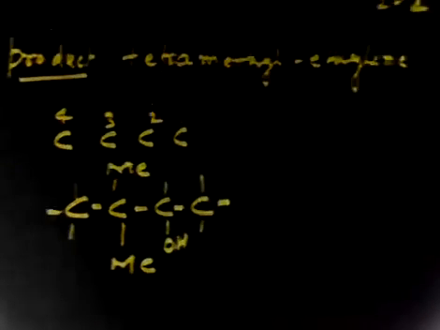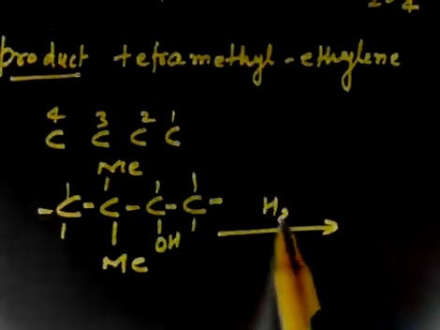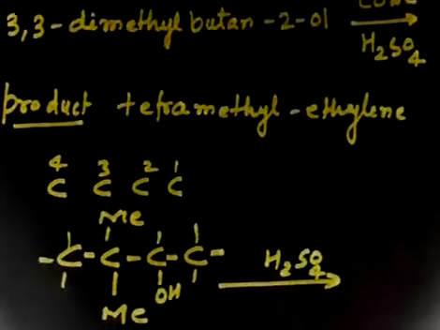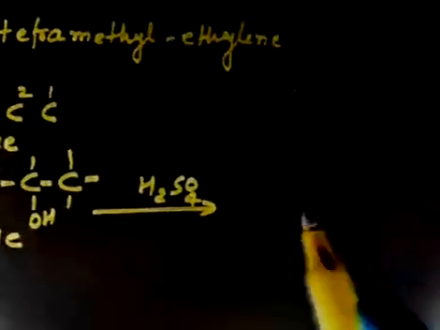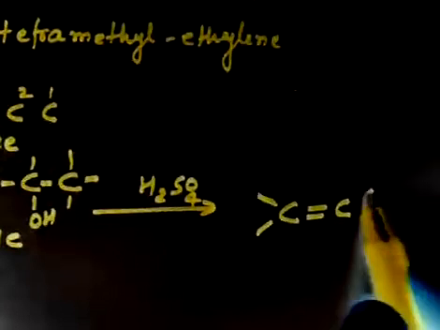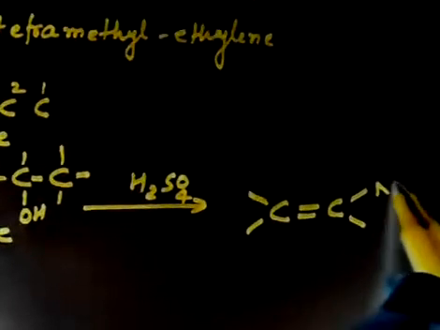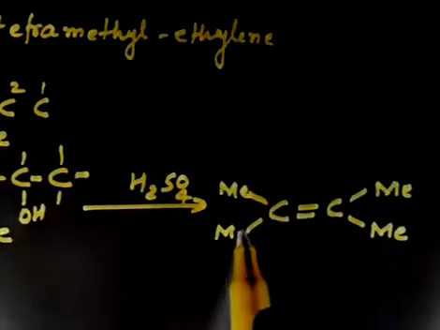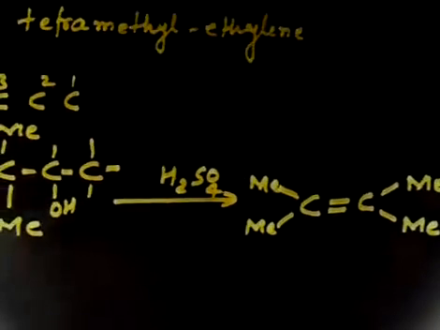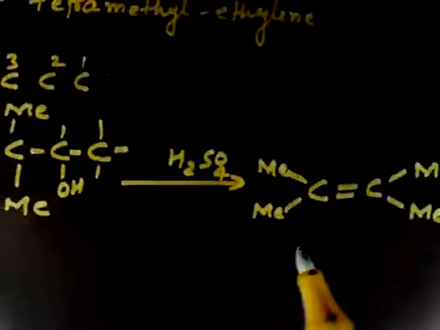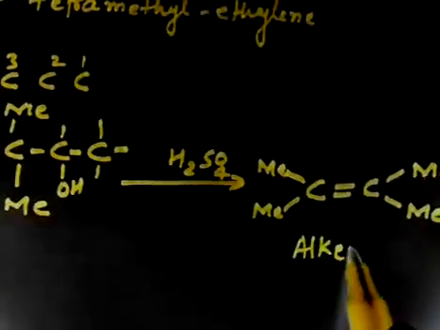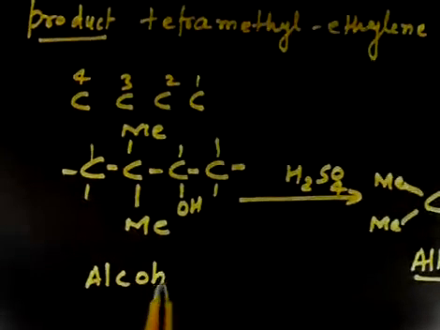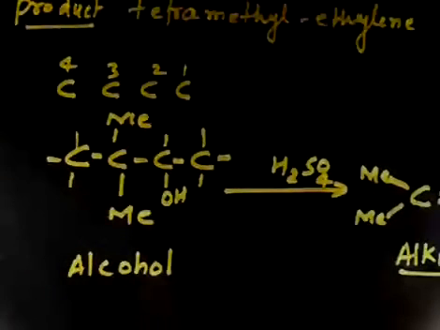So here you have the OH group attached. This is the reactant, and now if you treat this reactant with conc H2SO4, dehydration takes place and the product is tetramethylethylene. Ethylene is C double bond C, and you have 4 methyl groups, Me here, Me here, and this Me and this Me. So you have to write down the mechanism for this reaction. This is an alcohol, and this is an alkene, and the reaction is dehydration of alcohol to give alkene.